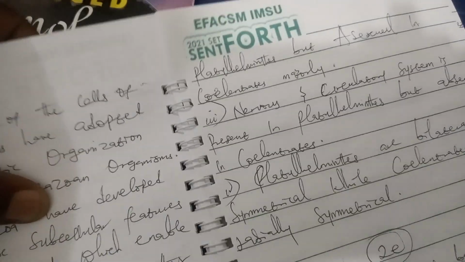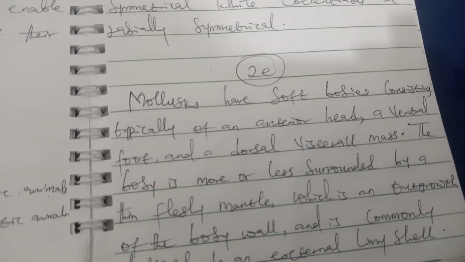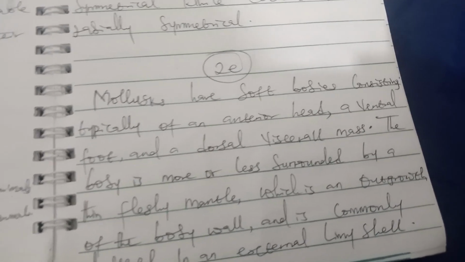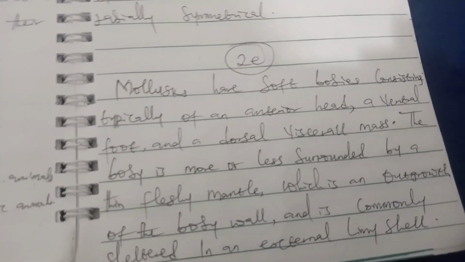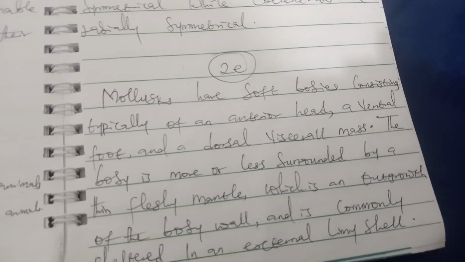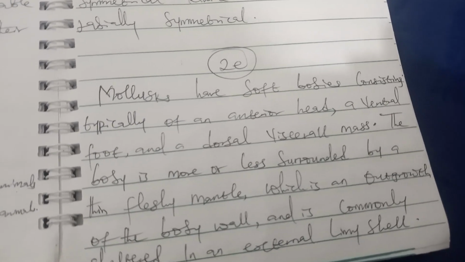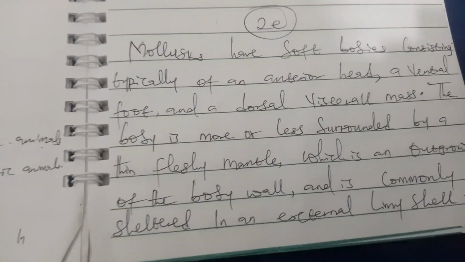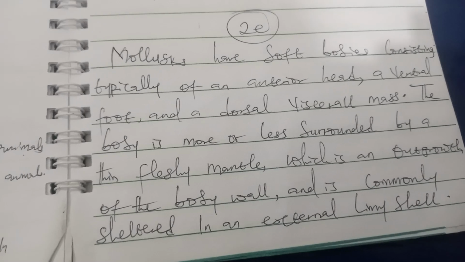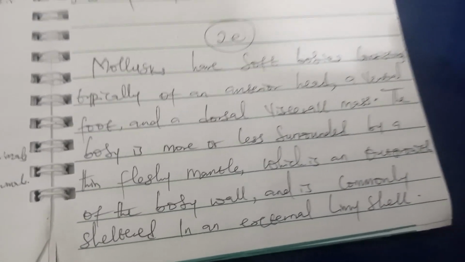In 2 sentences, describe the morphology of mollusks. We are talking about morphology, we are looking at the form. Are you getting it? Form of what? Of an organism. Now, mollusks have soft bodies consisting typically of an anterior head, a ventral foot, and a dorsal visceral mass. The body is more or less surrounded by the fleshy mantle, which is an outgrowth of the body wall and is commonly sheltered in an external limy shell.